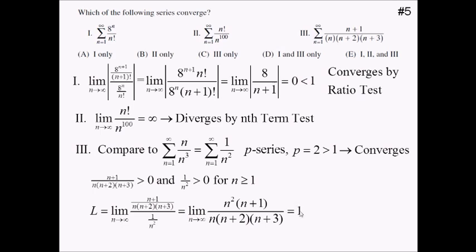Now, since this number is a finite positive number, since this L that we just found is between 0 and infinity, that means that since our comparison series converged, our original series also converges by the limit comparison test. All of which means that we've got convergence at 1 and 3 for our options, so that's going to give us choice D.